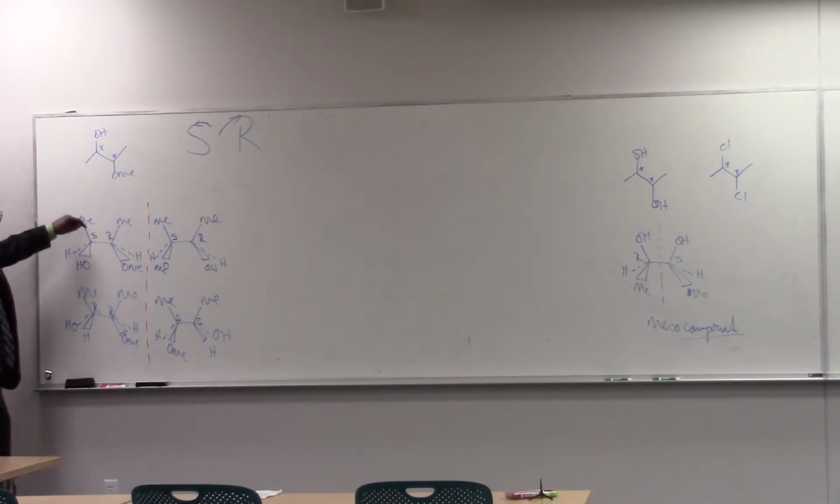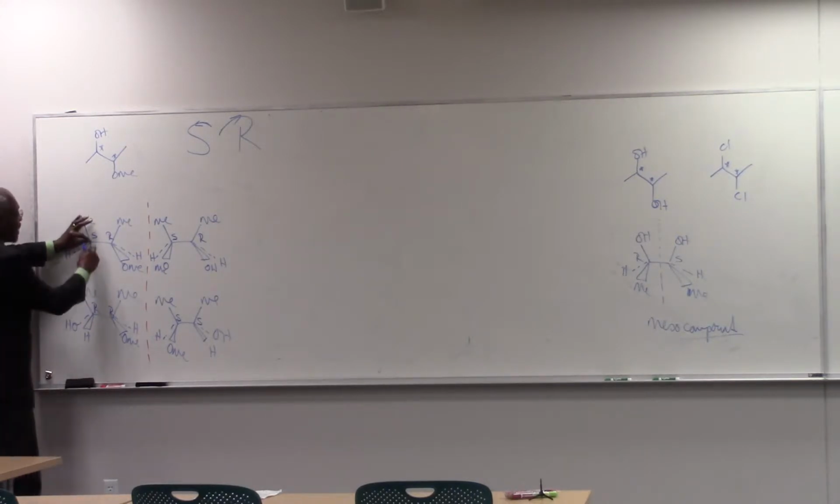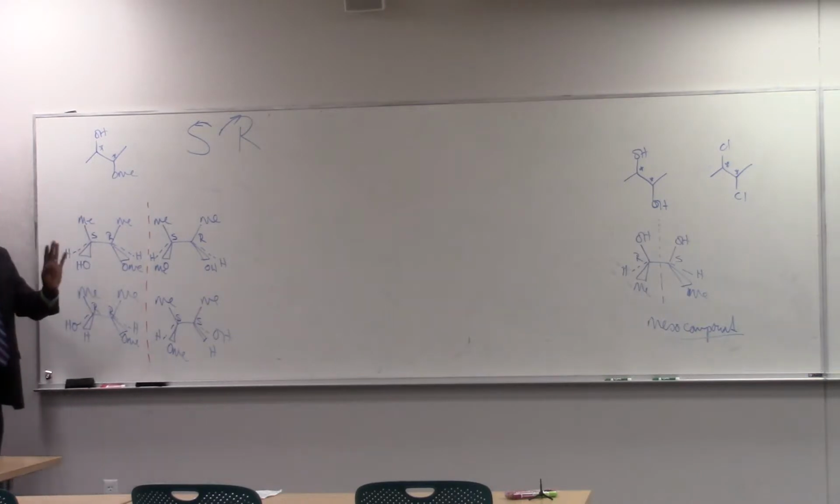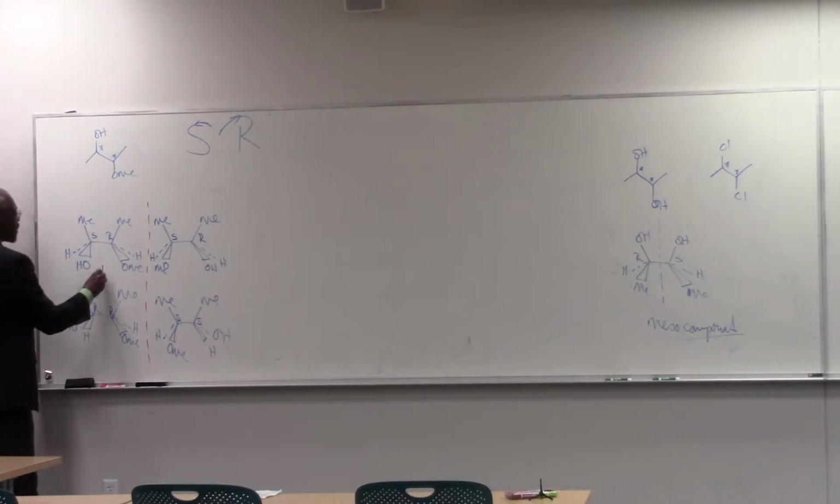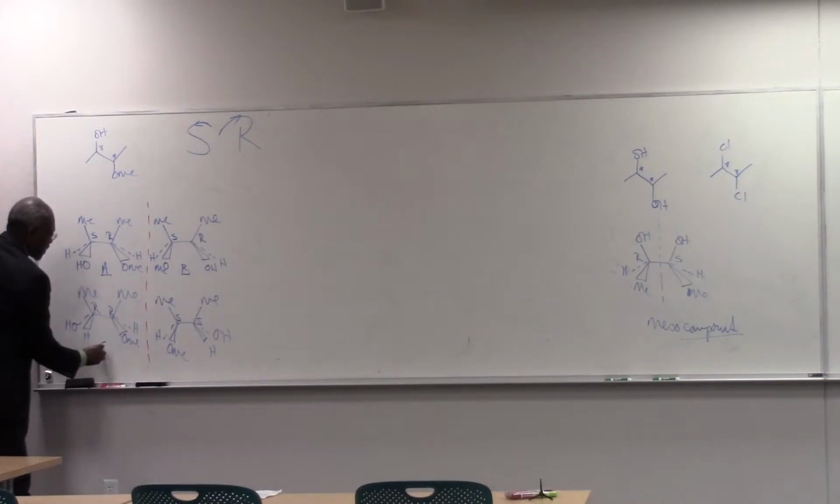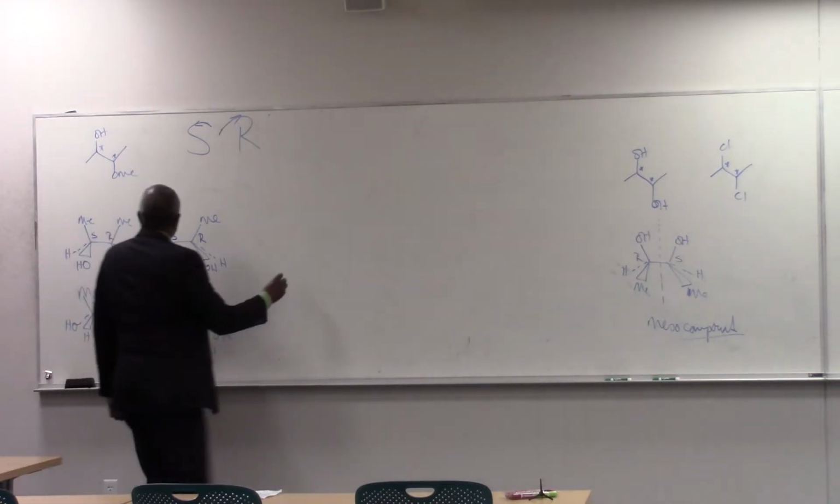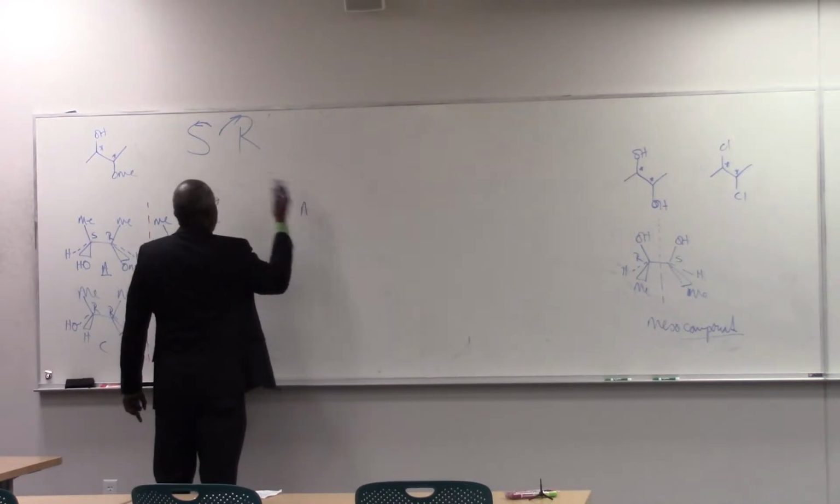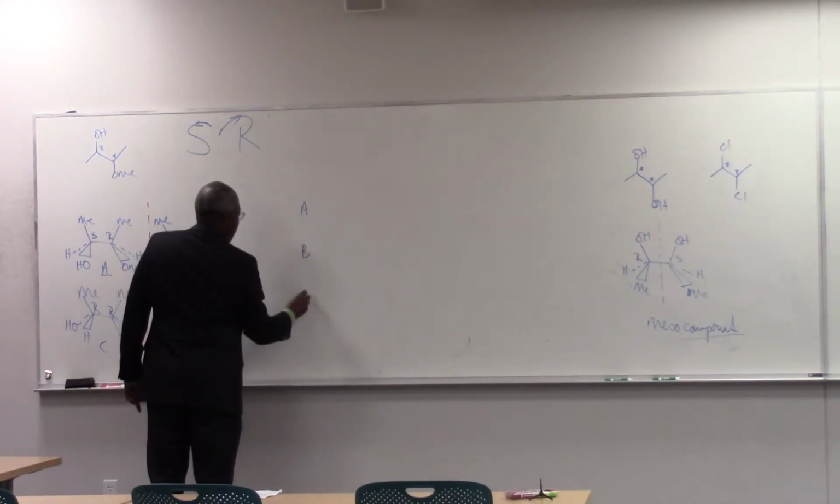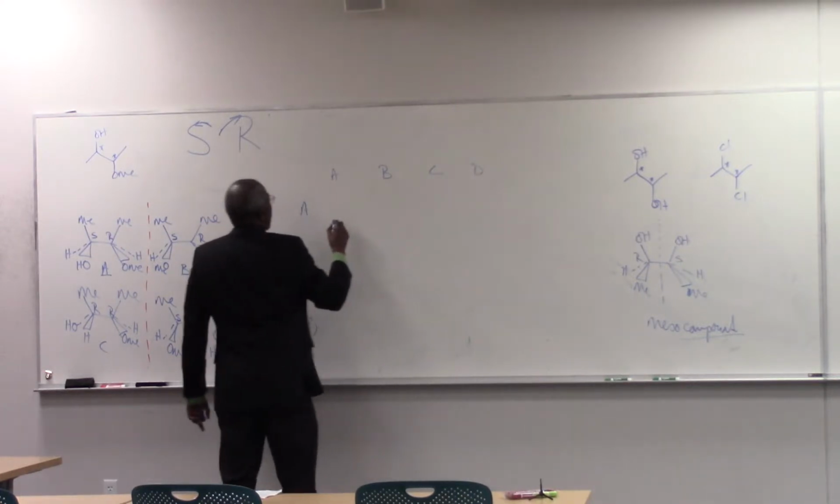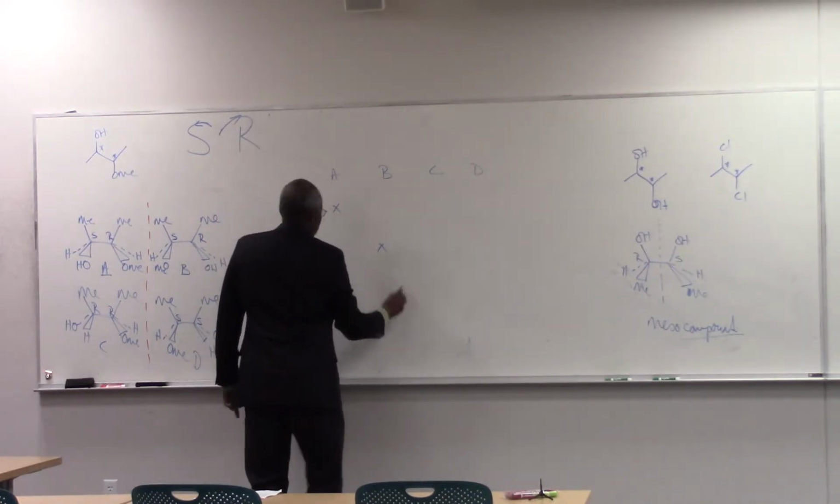So these are my 4. Now, if I start from the hydroxy, it's SR and RS, RR and SS. Those are my 4. What's the relationship between them? If I call these species A, B, C, and D, what is their relationship?